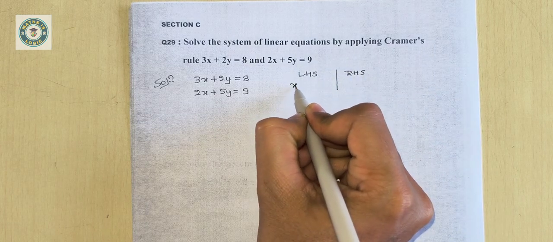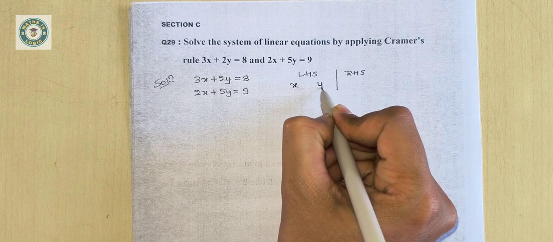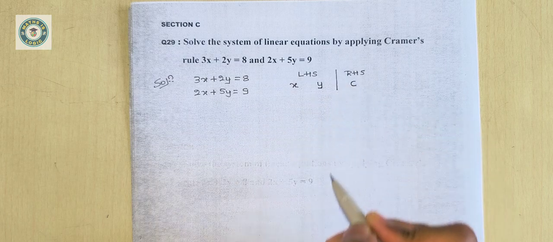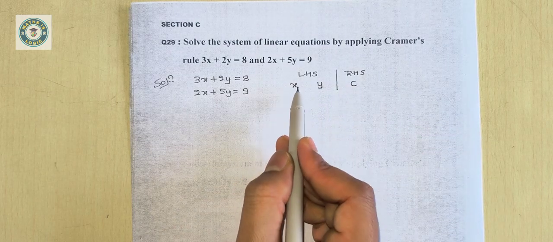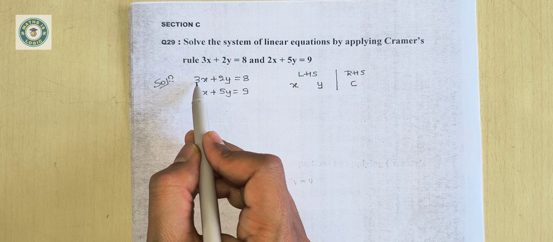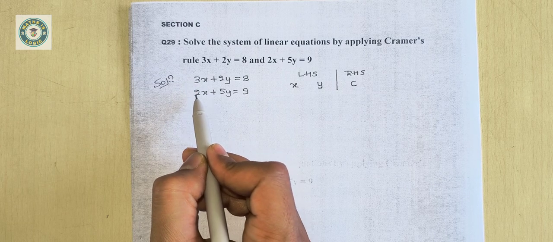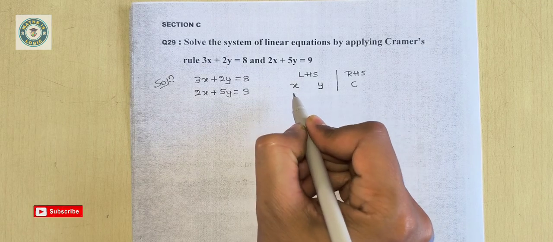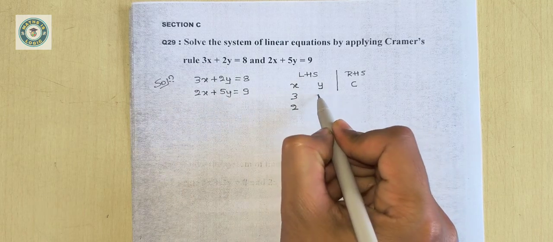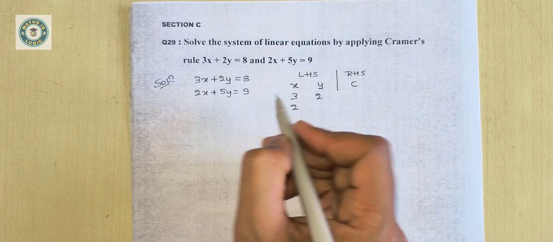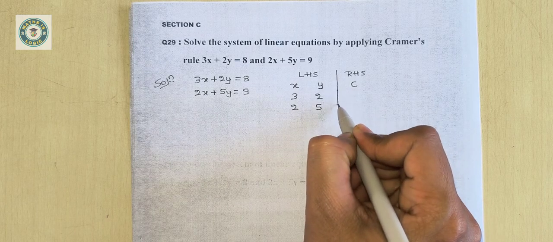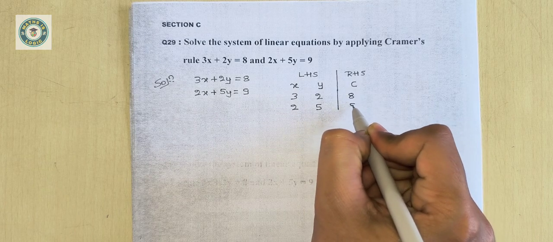Just for your reference, mention the left hand side as well as the right hand side. On the left hand side, first the x term comes and next the y term, and on the right hand side comes the constant term. For the x term, take the coefficient of x in equation number 1 and the coefficient of x in equation number 2, that is 3 and 2. Similarly, the coefficient of y is 2 in the first equation and 5 in the second equation, and on the right hand side the constant numbers, that is 8 and 9.